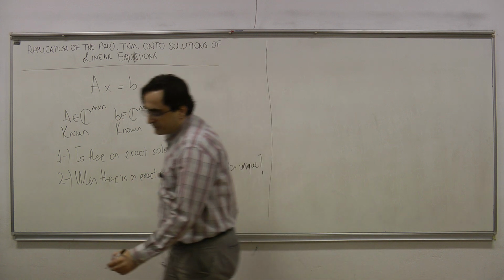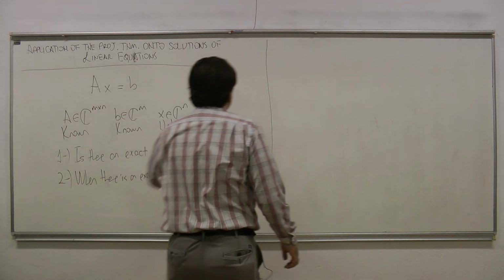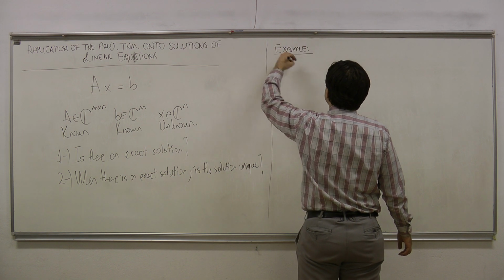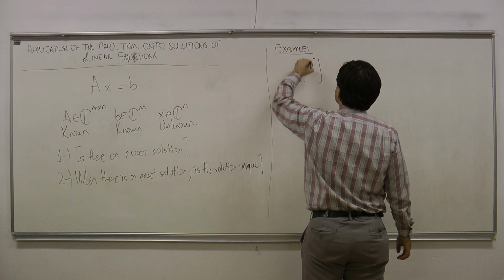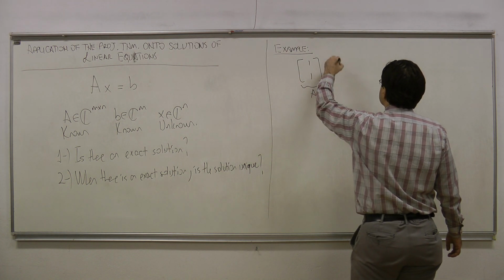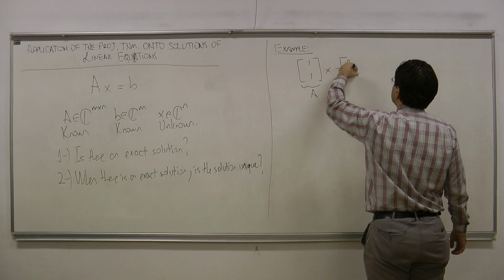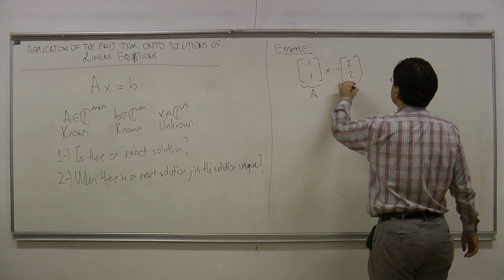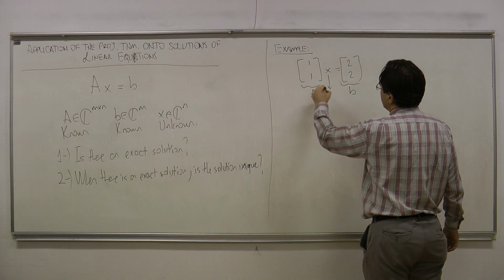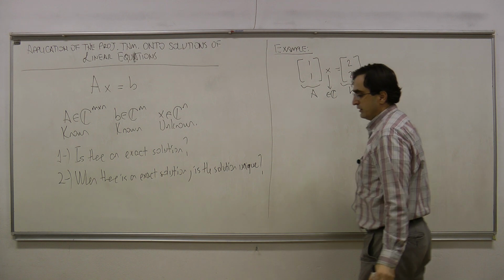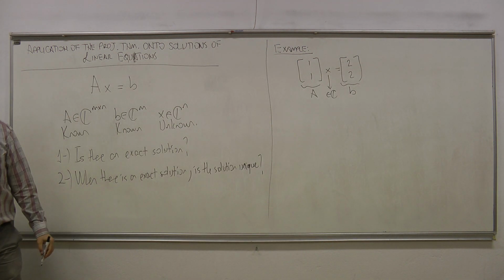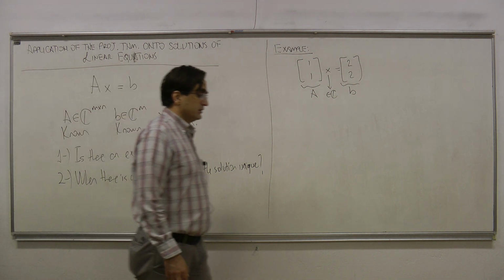So let me start with the following. The first example is really simple. I have the following A matrix. This is my A times X is equal to 2 and 2. Okay? So this is my B vector. And X in this case is just an element of C, or you can say just R, a real number, since both A and B are real.